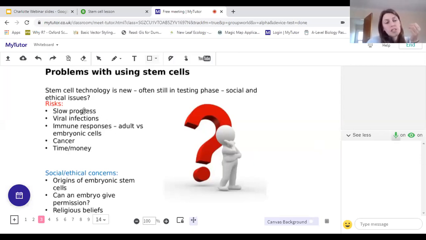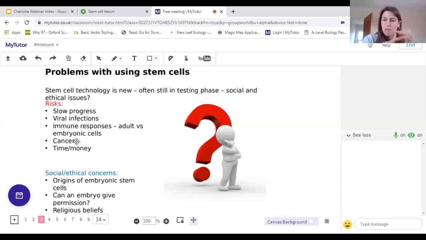There are some risks of viral infections and immune responses. So if you're using stem cells, particularly in humans, say if you wanted to put stem cells in a body to produce those insulin producing cells that we talked about, or as transplants of organs, then it's possible that those stem cells can trigger viral infections and immune responses.